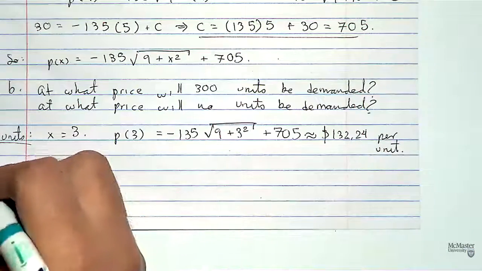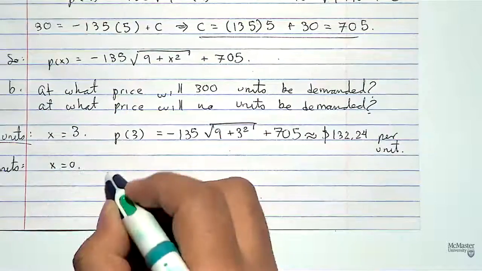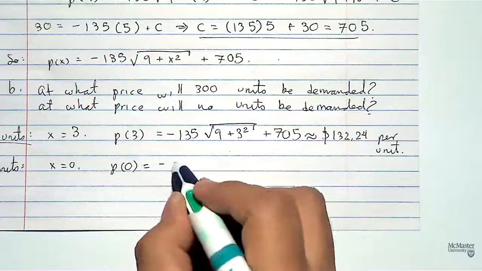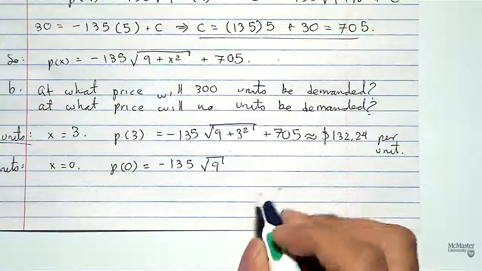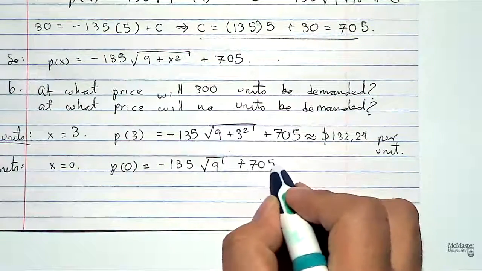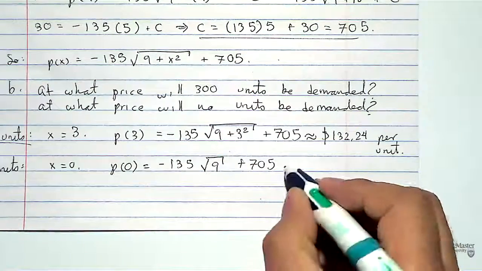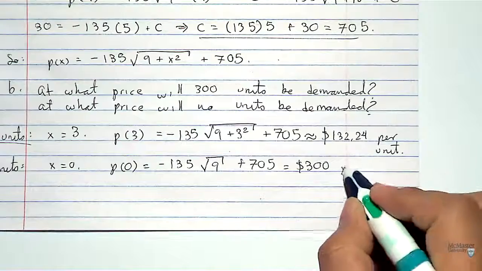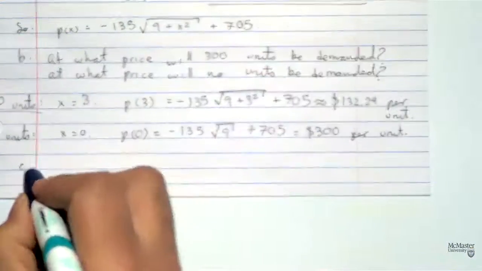No units, of course there is an interpretation to that, means that x is equal to 0. So you just have to evaluate at x equal to 0. P of 0 is equal to minus 135 times the square root of 9, since x is equal to 0, plus 705. If you make the difference, you multiply by 3, so you get 300, in units of dollars per unit. So the last question is the following.